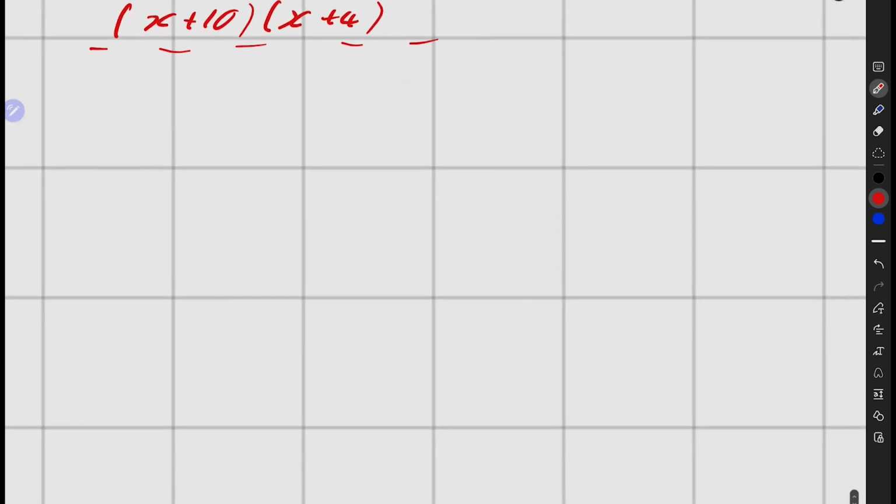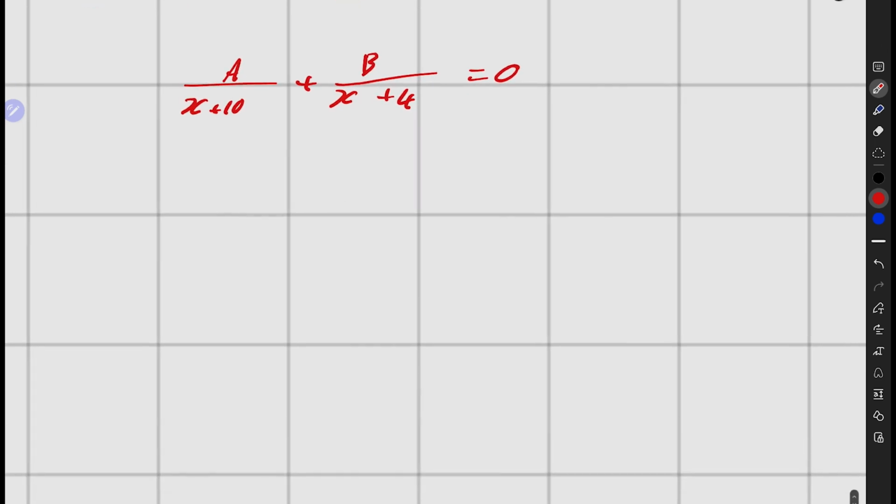Again, we have two products, two variables, a and b. That's what I'm going to set them to. So a divided by x plus 10, same process, plus b divided by x plus 4. I'm going to set that equal to 0. So again, let's cross multiply. We're going to have b multiplied by x plus 10 plus a multiplied by x plus 4 equals 0.